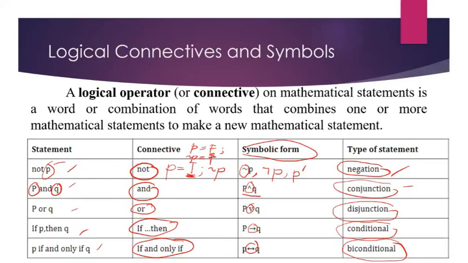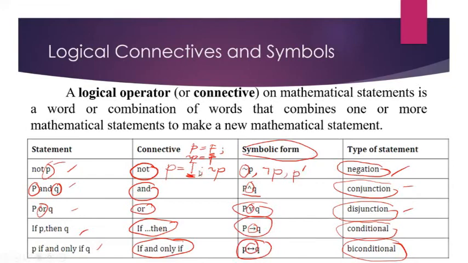While yung sa OR naman, P or Q, or ganito ang itsura, that is disjunction. Yung if then naman, so if P then Q, or ganito, that is conditional, while yung P, if and only if Q, or yung biconditional, ito naman yung itsura. Okay, so isa-isahin natin yan. So let's have an example.